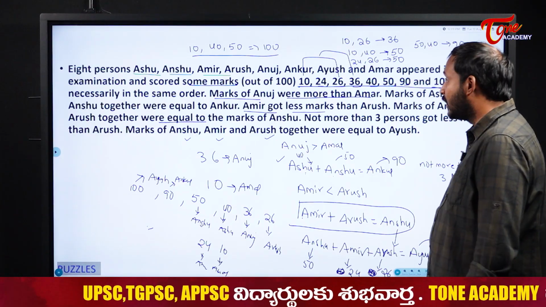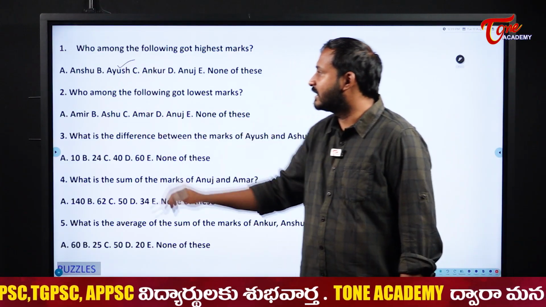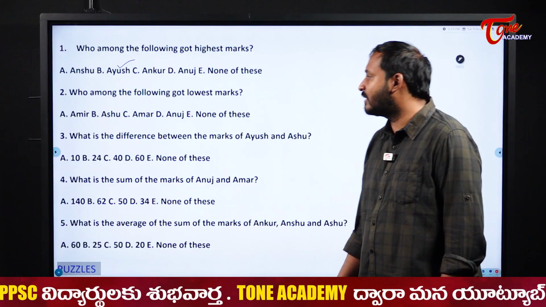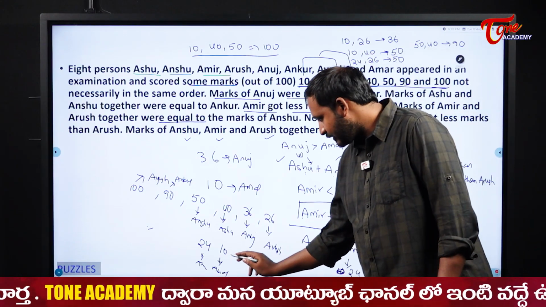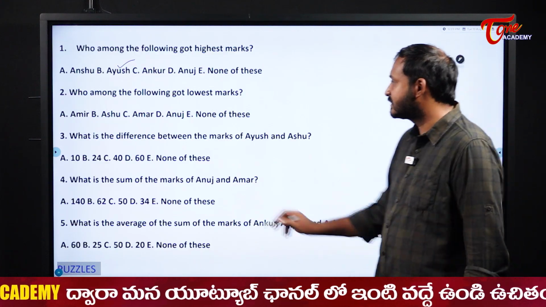Ayush is getting the highest mark here. Next, who among the following got the lowest marks? Who got the lowest mark, students? Amar. Amar got the lowest mark here for us.